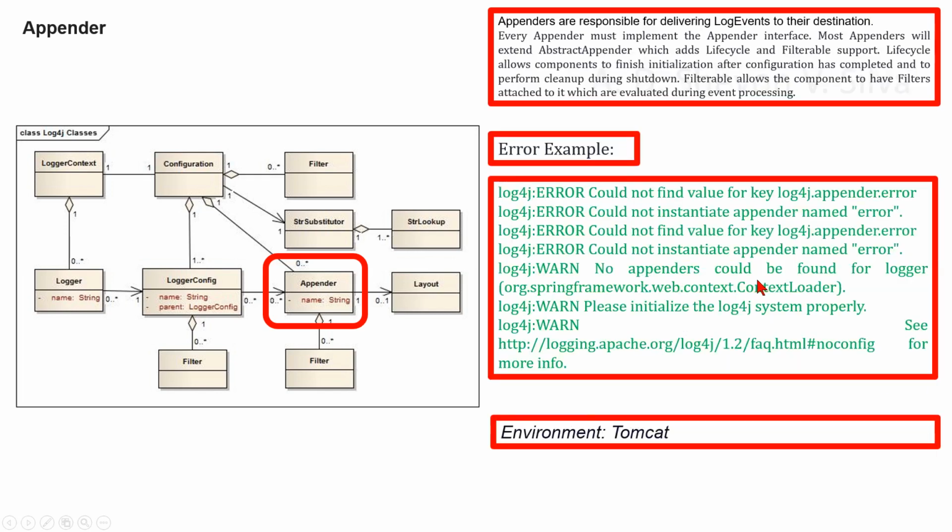As an error example, we can consider this occurred in the environment with Tomcat. Error: could not find the value for key log4j.appender.error, could not instantiate the appender named error, could not find the value for log4j.appender.error and could not instantiate appender.error. No appenders could be found for logger, etc.